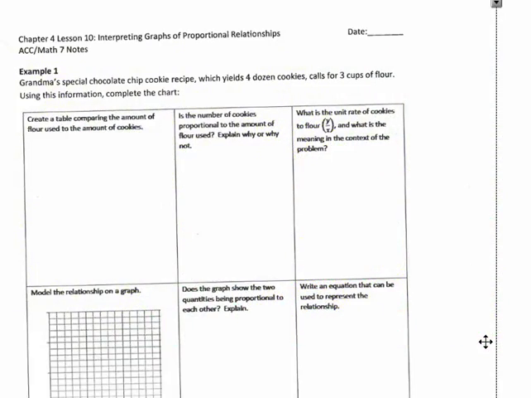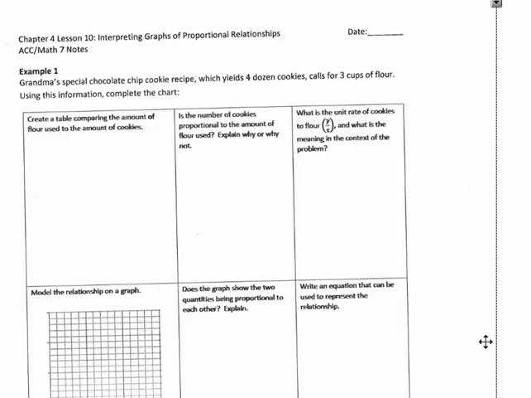All right, ladies and gentlemen, so today we're going to be taking a look at some graphs and then trying to get some information from those graphs about our proportional relationships. So we're going to start off tying everything together and making sure that we understand what is going on here. It says Grandma's special chocolate chip cookie recipe, which yields 4 dozen cookies, calls for 3 cups of flour. Using this information, complete the chart.